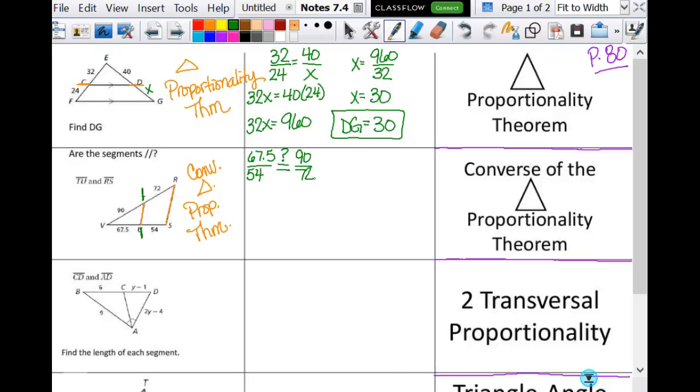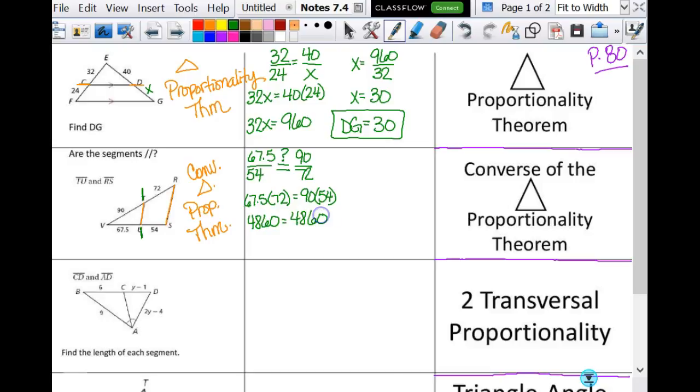Another way to show it, to see what you want to know, is does this remain balanced and is this equal? You could just cross multiply and see if you get the same number. So if I cross multiply here, it's going to give me 67.5 times 72 equals 90 times 54. Okay. So then when I actually multiply those out, I'm going to get 4860 equals 4860.